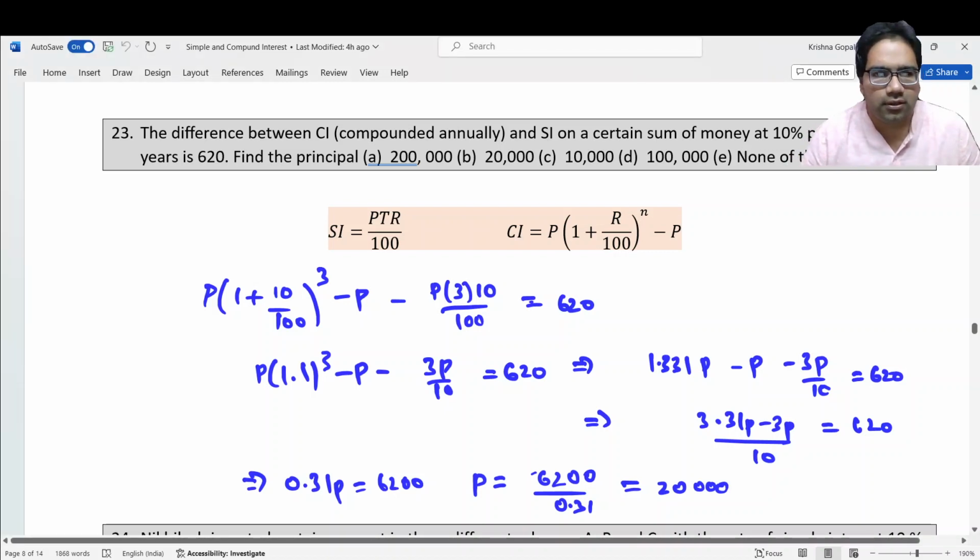Good evening, friends. Let us continue with our session. Let us try to solve a few more problems in simple and compound interest.